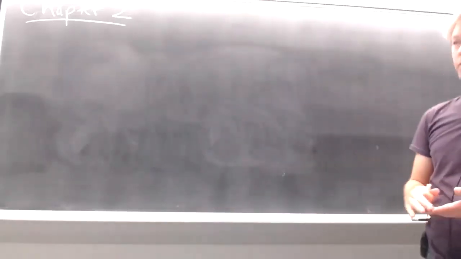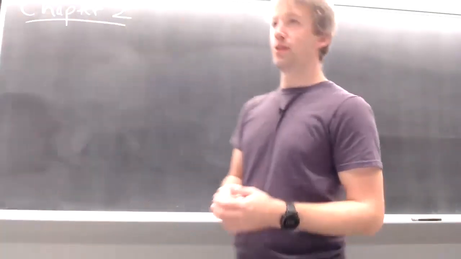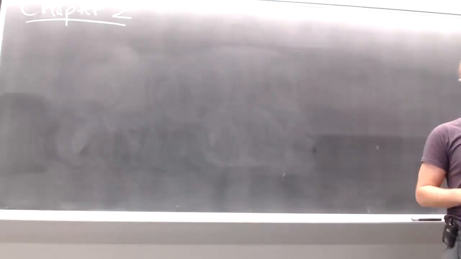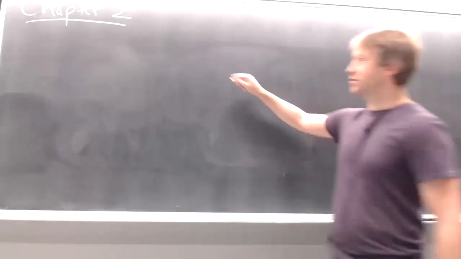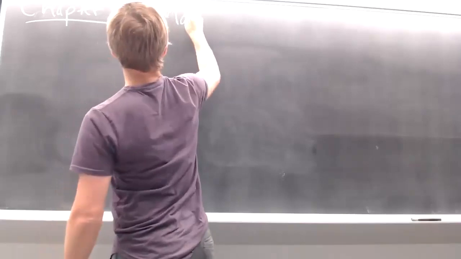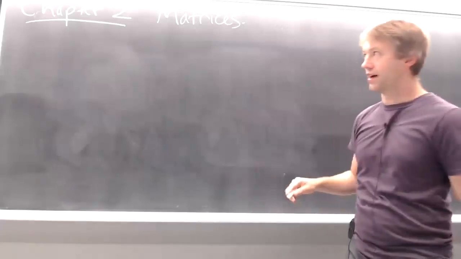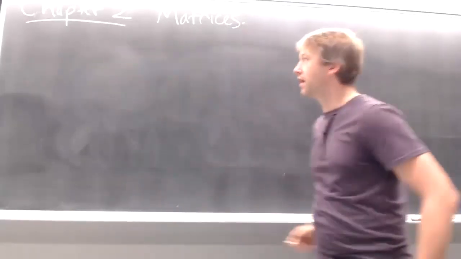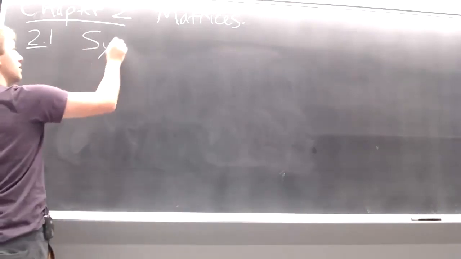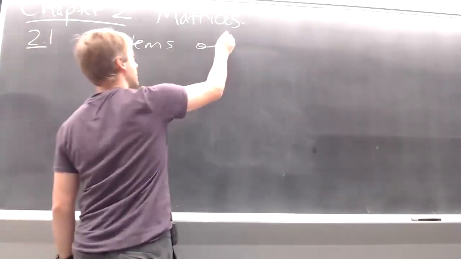All right, so we're going back to, well, not going back. We're done with probability now. So now we're moving on to a different part of the course, which is on matrices. Okay, so this is in chapter 2 of the textbook. And specifically, we're going to start today with 2.1, which is on systems of linear equations.